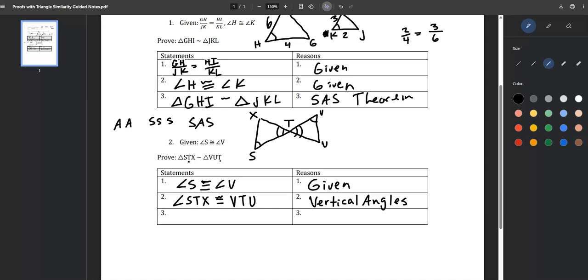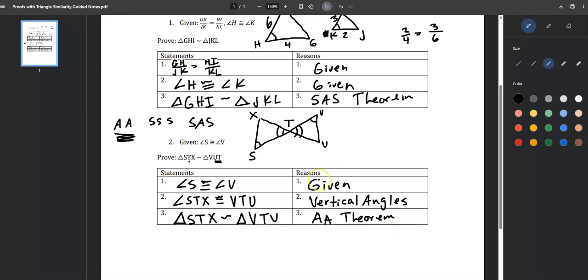Well, does that give enough information for one of these rules? It does, with my angle rule. So I just state that triangle STX is similar to triangle VTU. I don't know why they put it this way, but it should be the other way. And the reason is because of my angle theorem. And that would get me to what I'm wanting to prove and finish with.